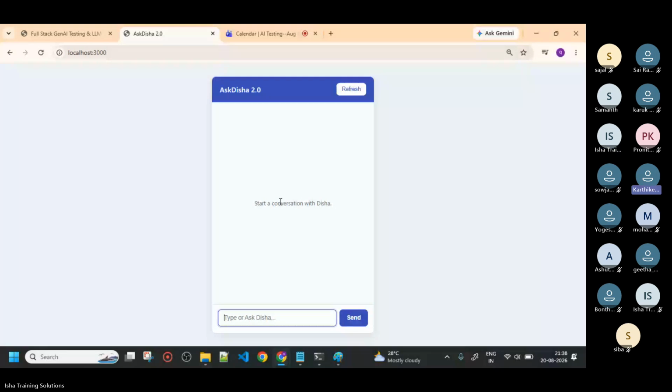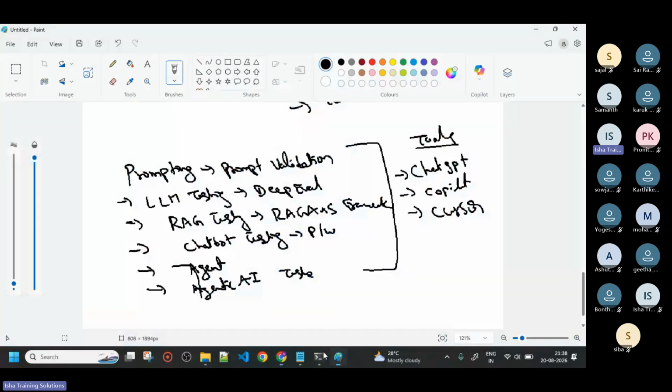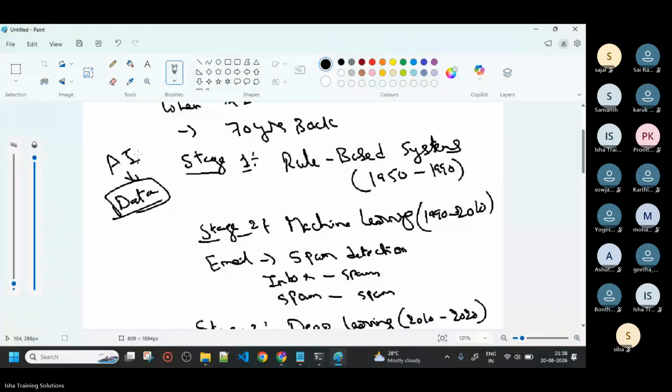So we have to feed a lot of data, then only we will get the response, right? Exactly, that's what I said. AI means data. Without data, there is no AI. The more data you feed to your RAG or your application, the more accurate a response you are going to get.